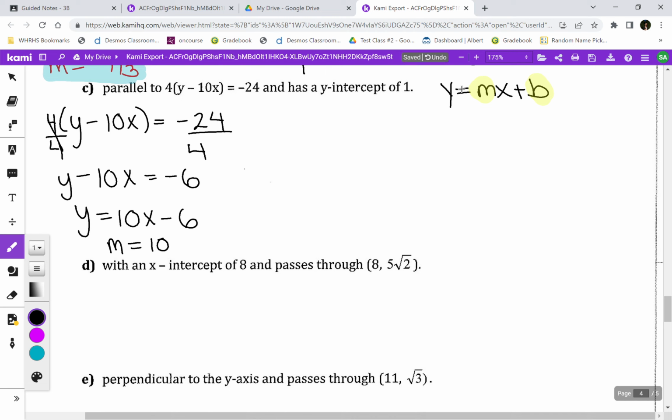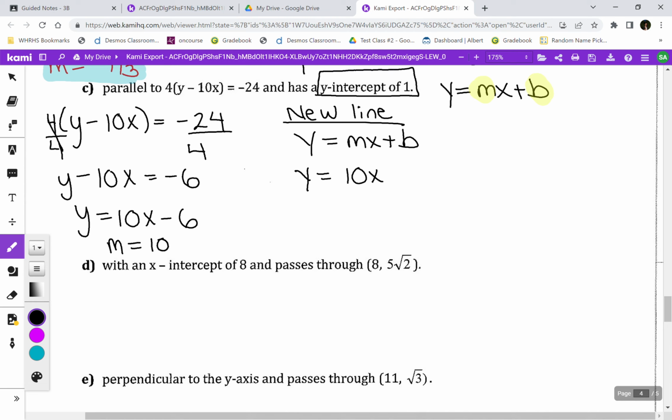So now in our new line, we know we're using y equals mx plus b, and our slope is 10. So y equals 10x. And what did we say the y-intercept was from the beginning of the problem? 1. So isn't this y equals 10x plus 1? Could you have done this problem if you didn't remember that parallel lines had the same slope? No, you had to remember that.